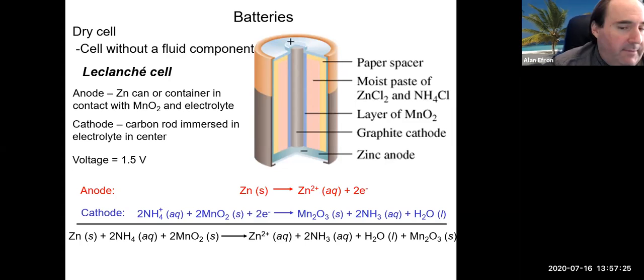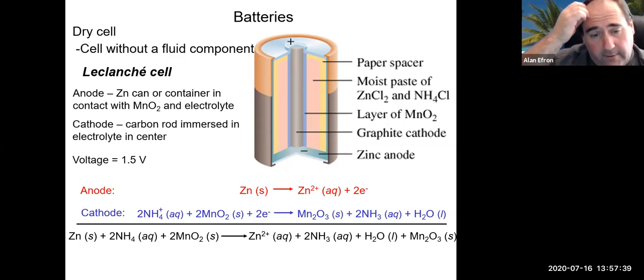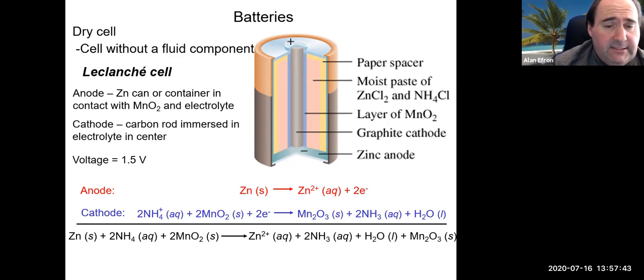For example, here, I'm not sure which one that might be, perhaps the copper top there, Duracell. This is a type of cell which is sometimes referred to as a dry cell. It's basically a cell without a fluid compartment like you typically would have in a normal galvanic cell. Here, the anode part of the battery is the zinc can or container, and it's in contact with MnO2 and a strong electrolyte in the middle. The cathode is basically a carbon rod that's immersed in the center through here.